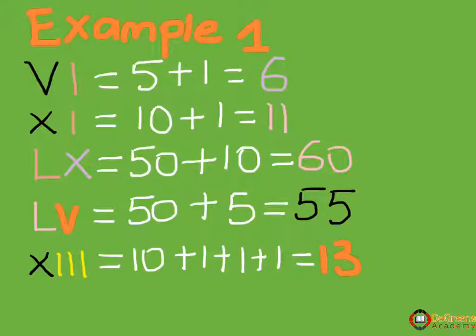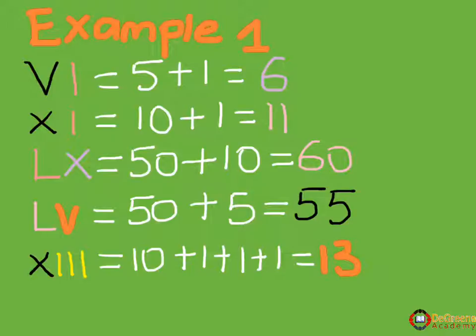The next example is X plus I plus I plus I. X represents 10 and each stroke represents 1. So you have 10 plus 1 plus 1 plus 1. 10 plus 1 is 11. 11 plus 1 is 12. 12 plus 1 gives us 13.